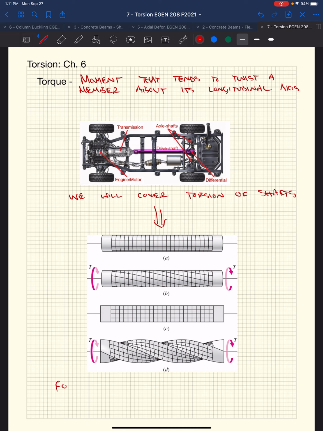All right. Focus on circular shafts. Solid and hollow, okay?